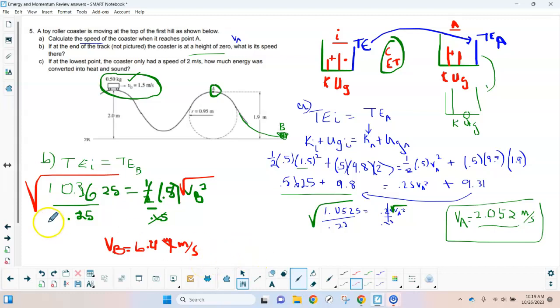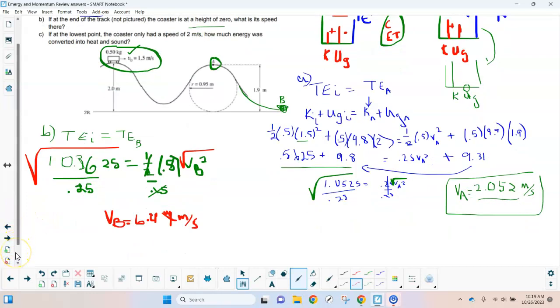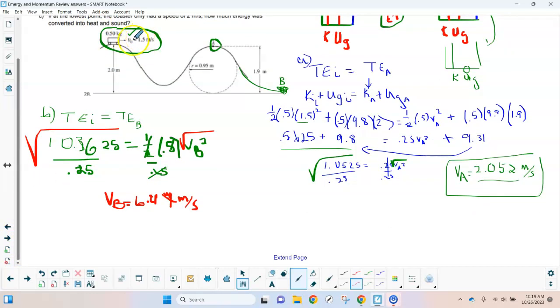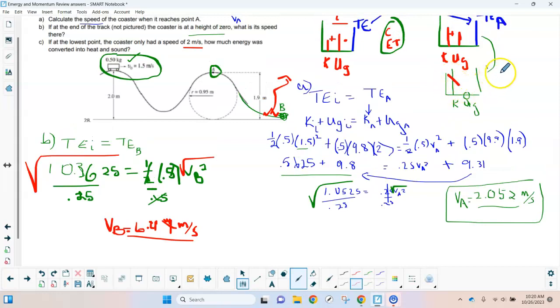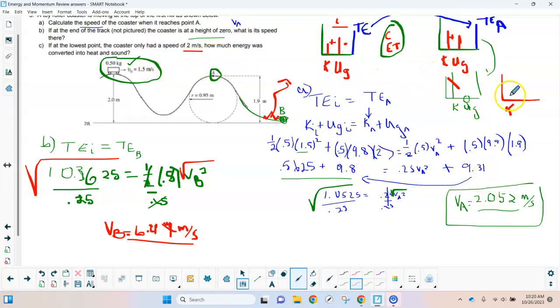All right, so the last part here is part C, and part C wants you to calculate, if at the lowest point of the coaster it only had a speed of 2, so it's not going this 6.44 like it should, it's only going at 2, we want to know how much friction converted energy into heat and sound. So again, it's sort of a different situation. We're not going to have all kinetic energy this time. We'll have some kinetic. If it's going 2, it's got almost the same that it did at point A here. So it's got some kinetic. The total energy is still the same, and we need to figure out how much this non-mechanical part is.